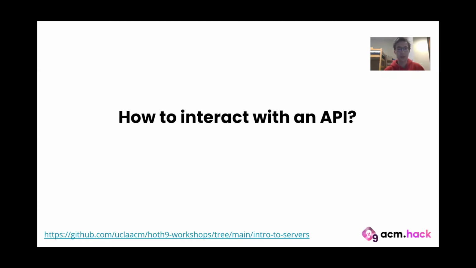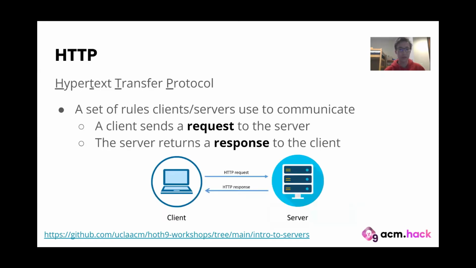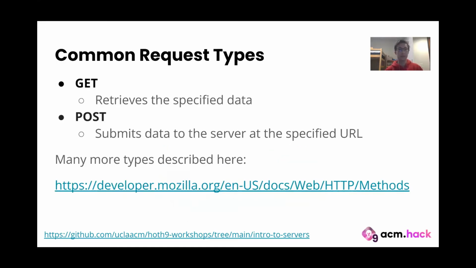So next, we're going to go over how to interact with an API. The way that APIs are interacted with is through requests and responses. And the set of rules that clients and servers use to communicate is called Hypertext Transfer Protocol, or HTTP. And it works with the client sending a request to the server, and then the server returns a response to the client. Usually that would contain the data that the client requested. So the two common types of request types are GET requests, which retrieve specific data, and POST requests, which submit data to the server at a specified URL.